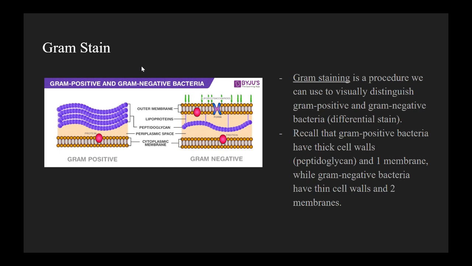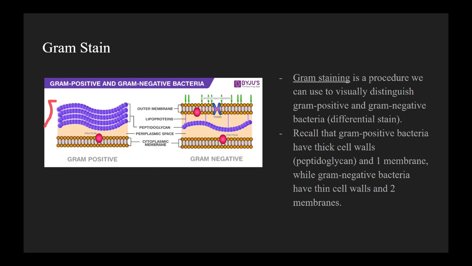So we'll start with the Gram stain. You'll see this everywhere if you ever do microbiology in the future. This is kind of the most basic stain that is a staple of the field. Gram staining is a procedure that we can use to visually distinguish between gram-positive and gram-negative bacteria. If you remember, we went over gram-positive and gram-negative when we talked about our bacterial structures. So, reminder: gram-positive, you have a thick cell wall.